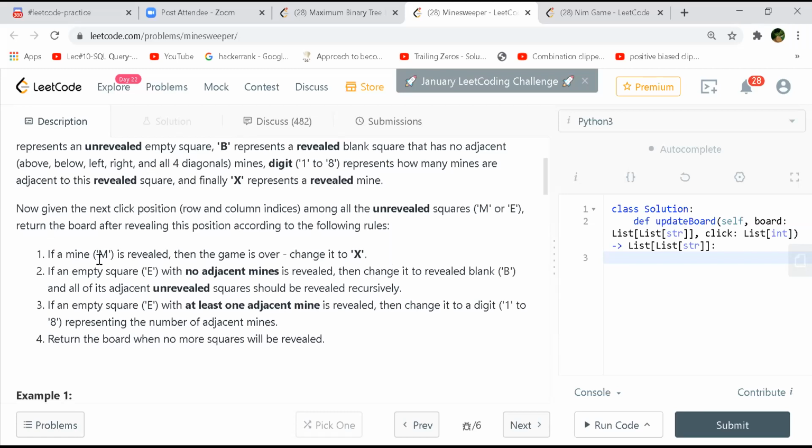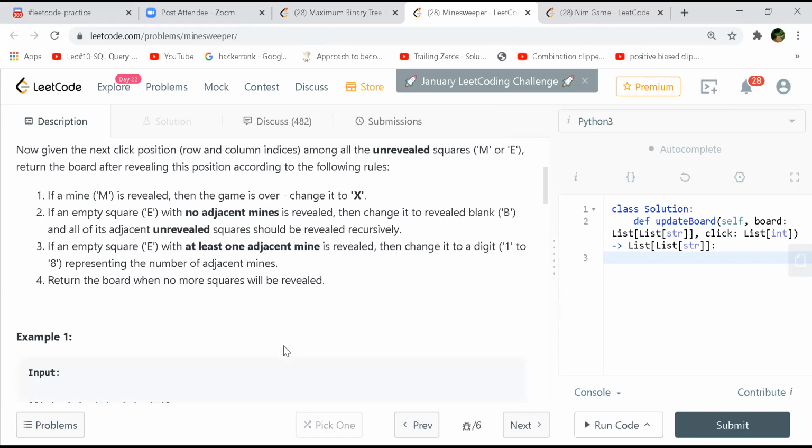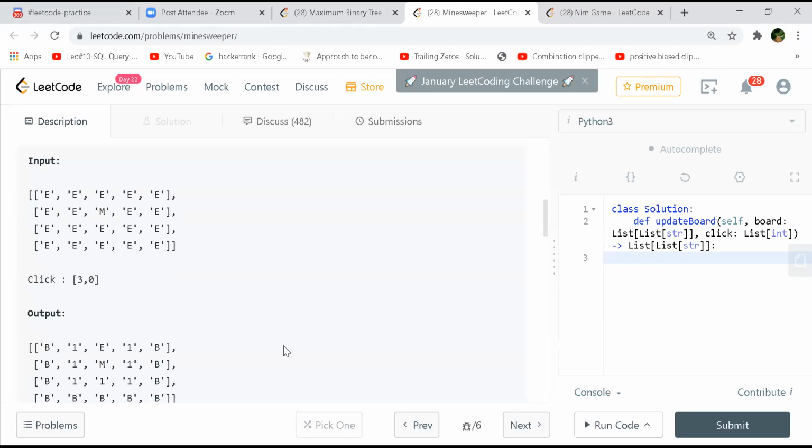So these are the rules. If a mine M is revealed, then the game is over. We need to change it to X. If an empty square with no adjacent mines is revealed, then change it to the revealed blank B, and all of its adjacent unrevealed squares should be revealed recursively. And if an empty square E with at least one adjacent mine is revealed, we need to change it to a digit representing the number of adjacent mines, and return the board when no more squares will be revealed.